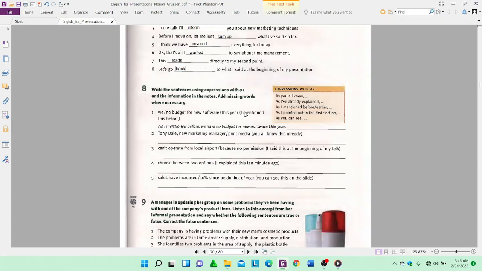Ini ada unfinished sentence, and we are asked to make this unfinished sentence be a complete and good sentence. For example, we no budget for new software this year. I mentioned this before. Diminta untuk memasukkan kata as ini tadi ya. Alright. As I mentioned before, jadi dibuat gini. As I mentioned before, we have no budget for new software this year.